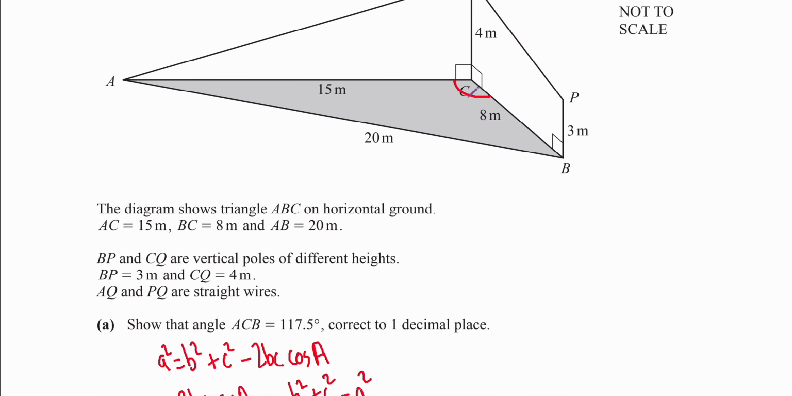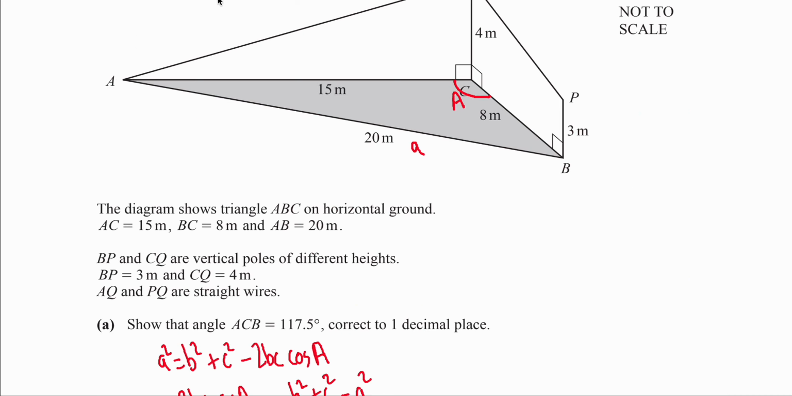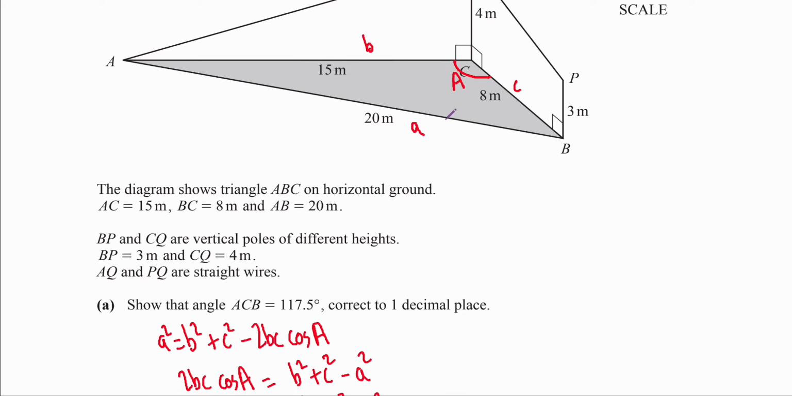So since we're finding this angle right here, this would be our capital A, which means that this right here would have to be lowercase a, because that's what we saw right here, right? The angle is always opposite to the side. So we have that established. And now B and C don't really matter. We can call this B and we can call this C, because those don't really play a part in this.